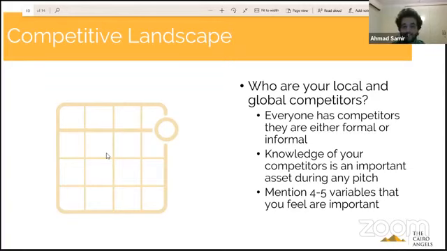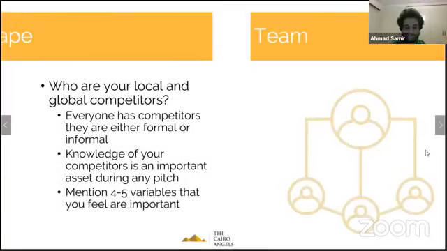But never let the mentor direct you to what you should or shouldn't be doing. Right. That's very important as well. Yeah. Definitely. Let's move on to the next slides on the pitch deck.